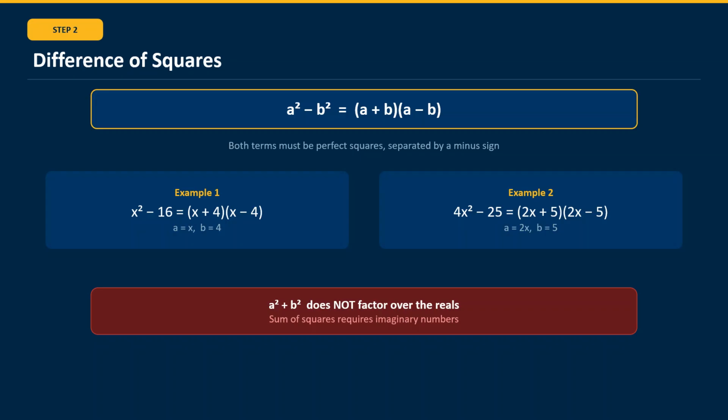For 4x squared minus 25, a equals 2x since 2x quantity squared equals 4x squared, and b equals 5. The result is 2x plus 5 times 2x minus 5. Critical caveat: a squared plus b squared, the sum of squares, does not factor over the real numbers. It would require imaginary numbers, which we are not using in this course.